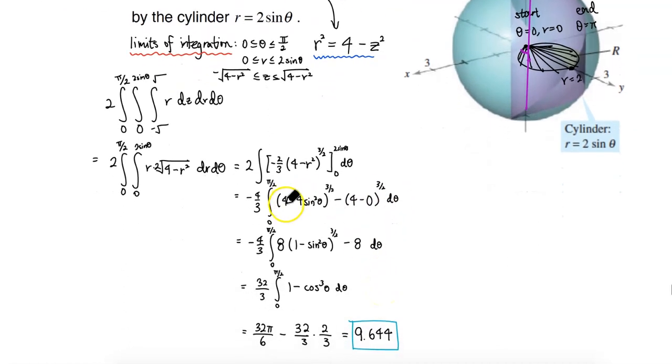Same with this factor 4. We can factor it out. The square root of 4 is 2, and then the cube of 2 is 8, which explains why we've managed to take out the 4 minus 4 sine squared theta, pull the 4 out, and it's become an 8.